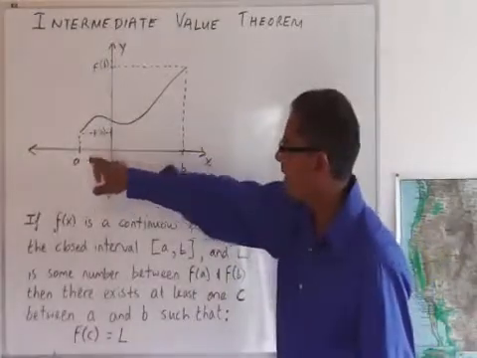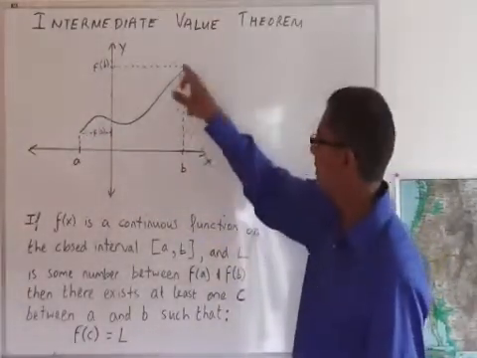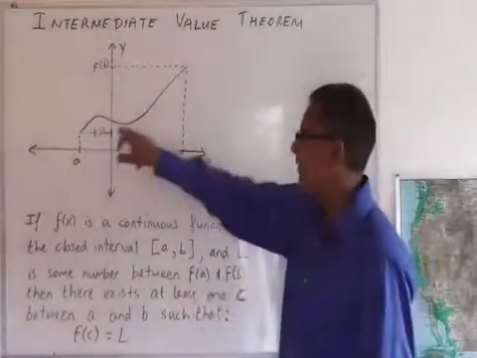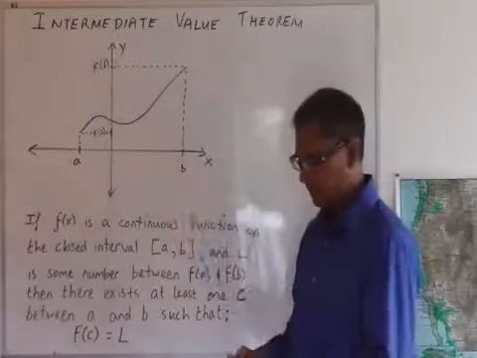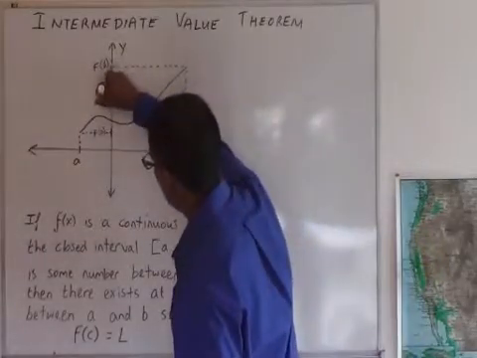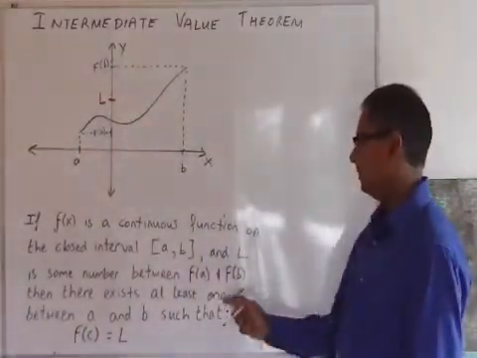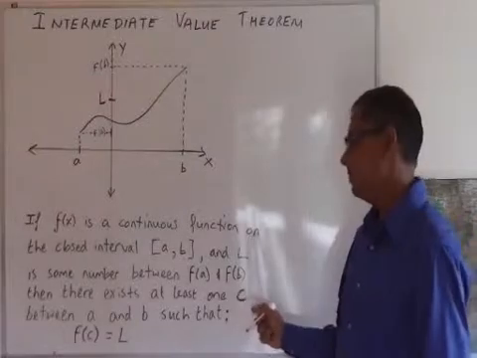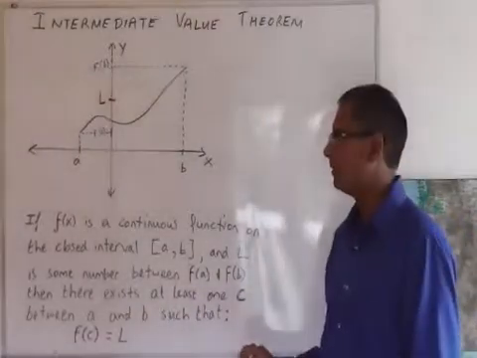Well, here's f of a. See, a gives me this y value of f of a, and b gives me this y value of f of b. So there exists some L, a number between f of a and f of b. So let's put L on our graph. Let's say L is here, in red. So L is between f of a and f of b. Then there exists at least one c between a and b such that f of c equals L.